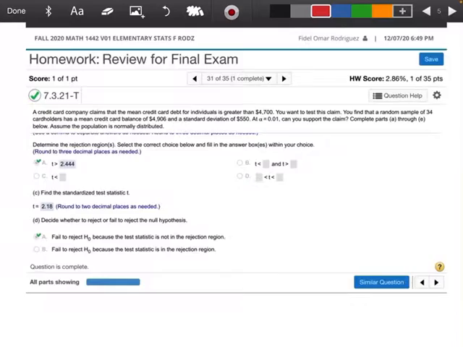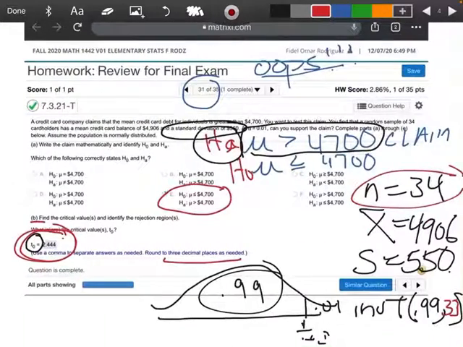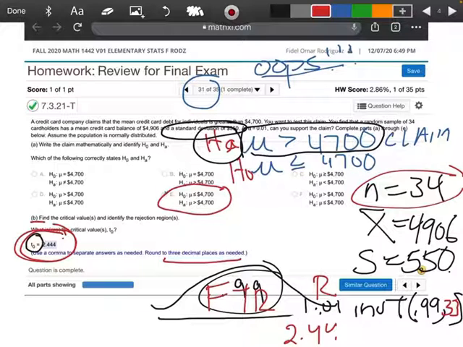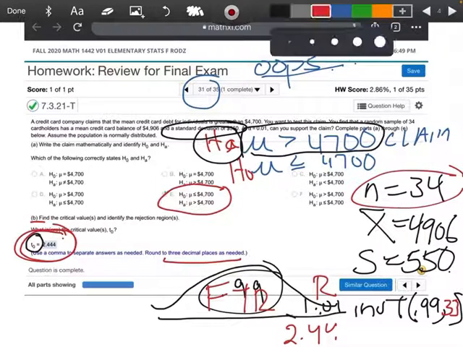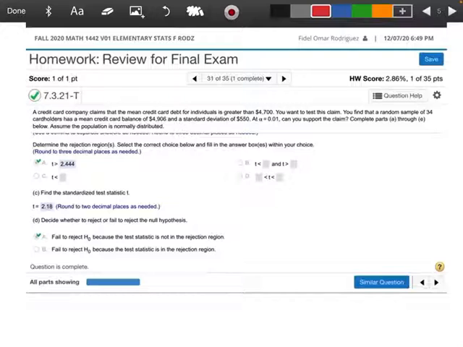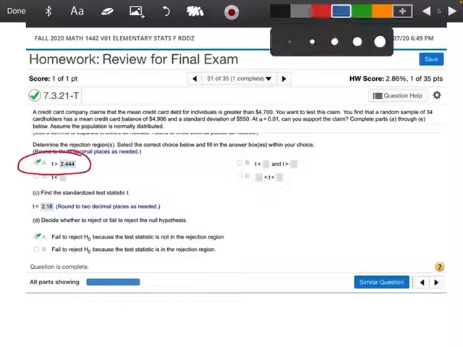So the rejection region, actually I can show you right here. Remember, this is my rejection region, and this is my fail to reject region. When we come up with this number here being 2.44, that's telling me that when I'm coming to the right of 2.44, that's going to be my rejection region. So if you notice here, when T is bigger than 2.44, that's going to be our rejection region. Okay, so now let's do the next part.